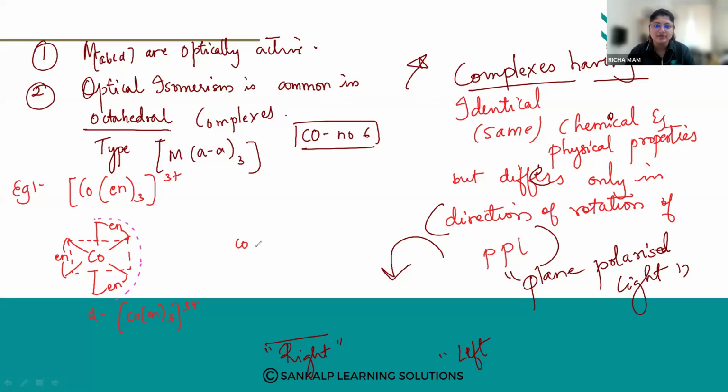Let us see the next one. Cobalt, with one ethylene diamine here, another here, and another here. Write the possibilities. Now here, what you can see.